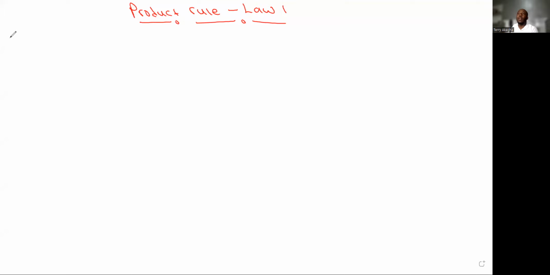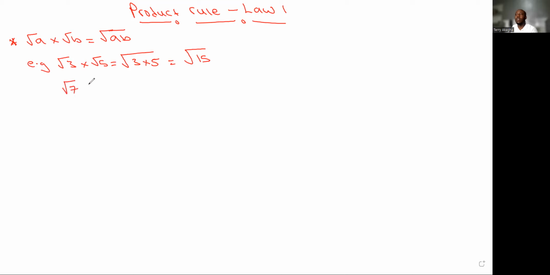And just to remind us, I told you that the square root of A times square root of B is equal to square root of what? AB, all right? So an example for this could be square root of 3 times square root of 5 will be equal to square root of 3 times 5, and that will give you square root of what? 15. Is that okay? Or let's say we have square root of 7 times square root of 2 will give you square root of 7 times 2, and that will give you square root of what? 14. So that is the first one I talked about.